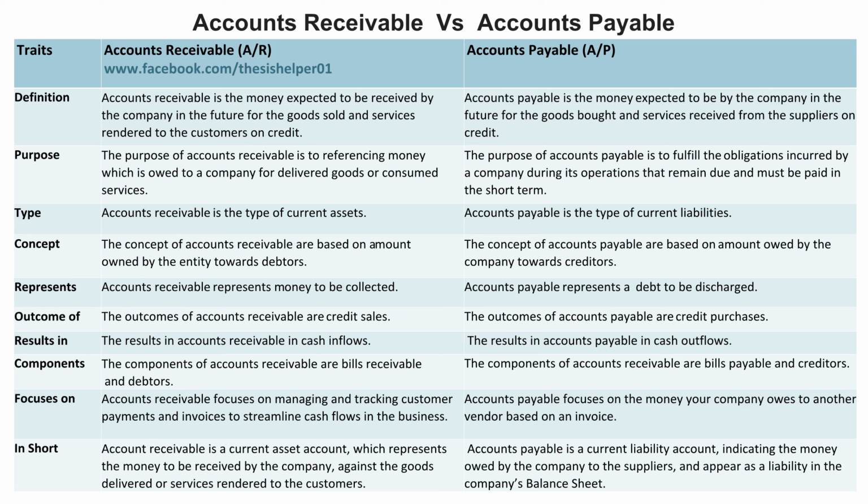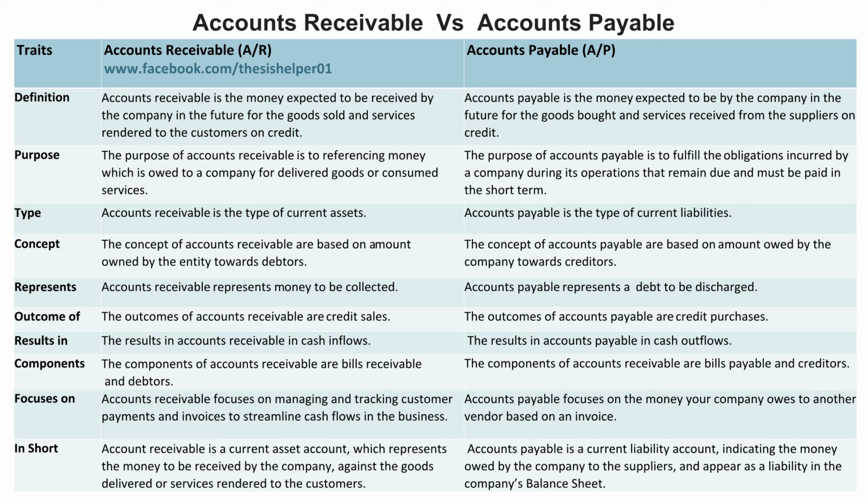Accounts receivable is a type of current asset. Whereas, accounts payable is a type of current liability. The concept of accounts receivable is based on the amount owed to the entity by debtors. Whereas, the concept of accounts payable is based on the amount owed by the company to creditors. Accounts receivable represents money to be collected. Whereas, accounts payable represents a debt to be discharged.